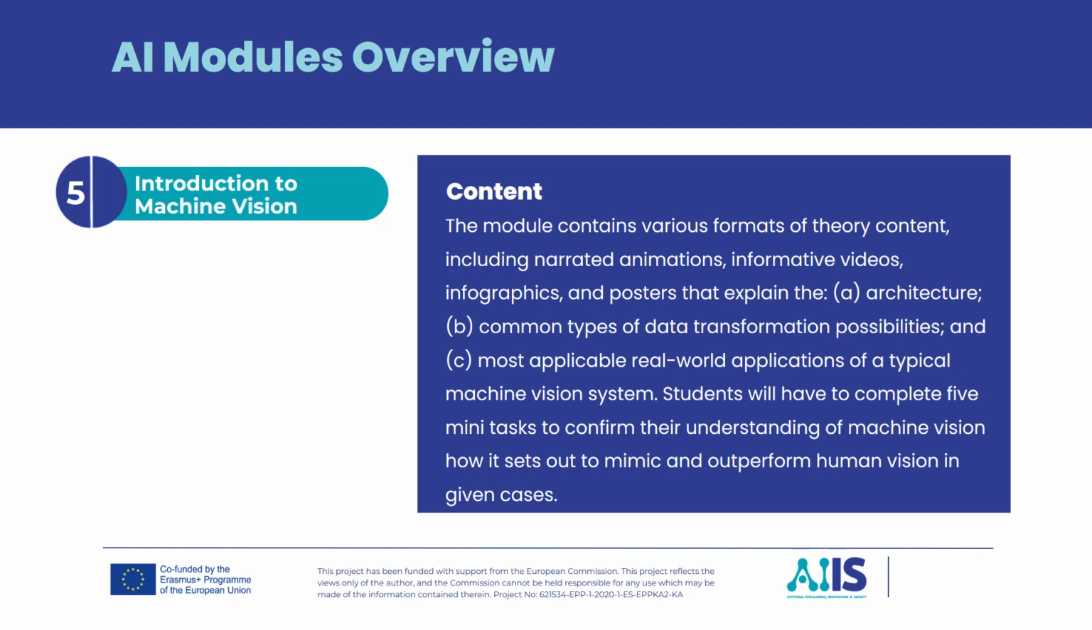The Introduction to Machine Vision module contains various formats of theory content, including narrated animation, informative videos, infographics, and posters that explain the architecture, the common types of data transformation possibilities, and the most applicable real-world application of a typical machine vision system. Students will have to complete 5 mini tasks to confirm their understanding of machine vision, how it sets out to mimic and outperform human vision in given cases.